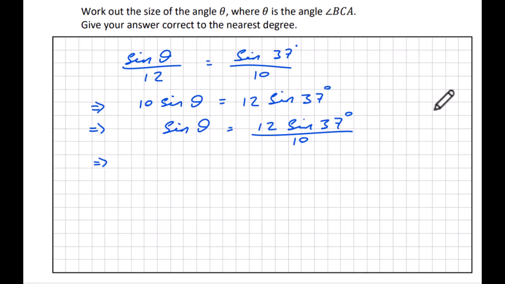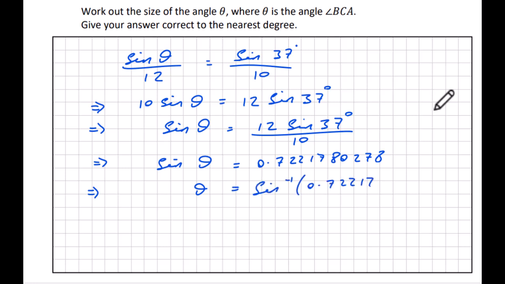Now when you do that, 12 sine 37 over 10, on your calculator, you get 0.722178. Remember this is sine theta, so to find theta we just do sine inverse of 0.7221780278. When you do that on your calculator, you get theta is equal to 46 degrees, to the nearest degree.